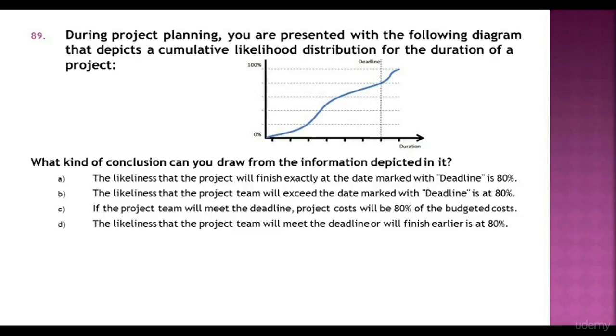If the project team will meet the deadline, project cost will be 80% of the budgeted cost. The likeliness that the project team will meet the deadline or will finish earlier is at 80%. Answer D is the correct choice. The likeliness that the project team will meet the deadline or will finish earlier is at 80%.